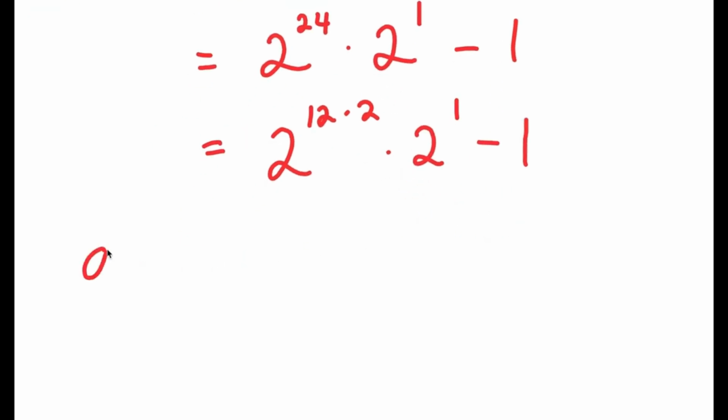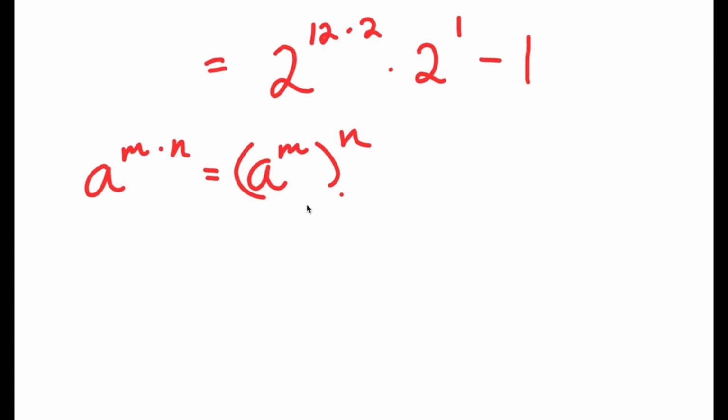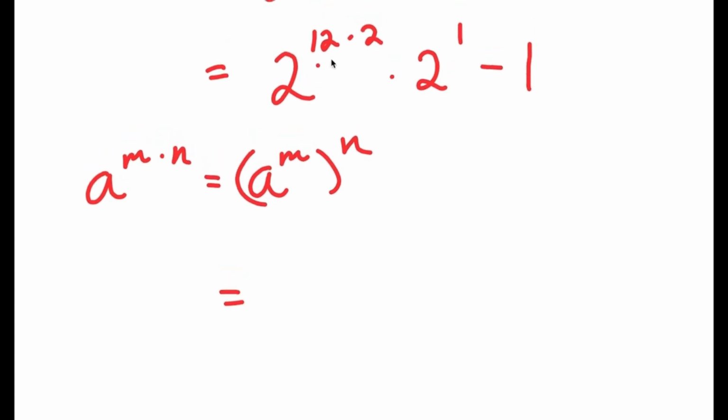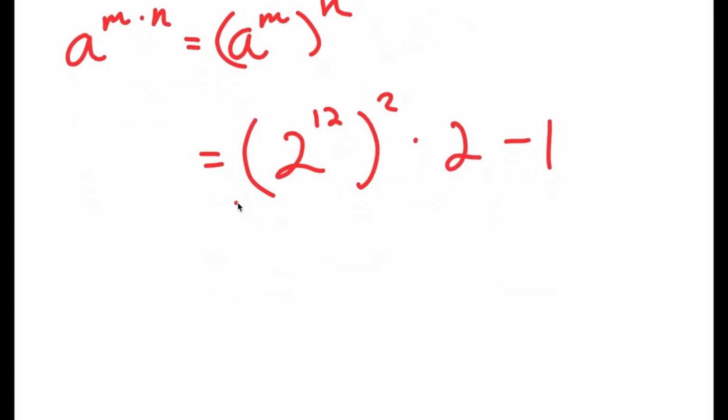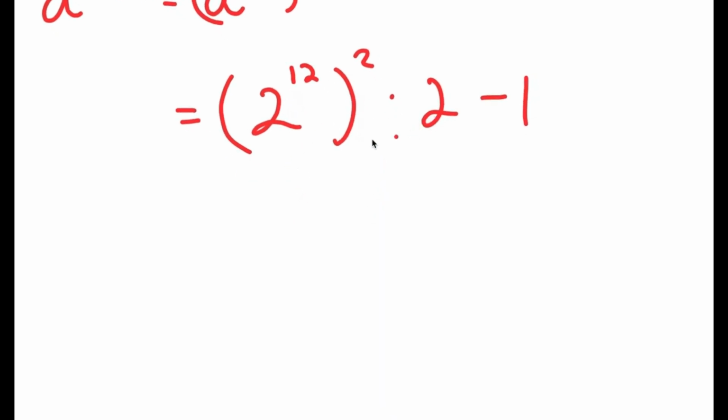Another property of exponents is that if I have something in the form a to the power of m times n, this is equal to a to the power of m to the power of n. So 2 to the power of 12 times 2 is going to equal 2 to the power of 12 to the power of 2. And I have this times 2 minus 1. So now I'm actually going to plug in the actual value of 2 to the power of 12, because it is small enough where we know the exact value of it.